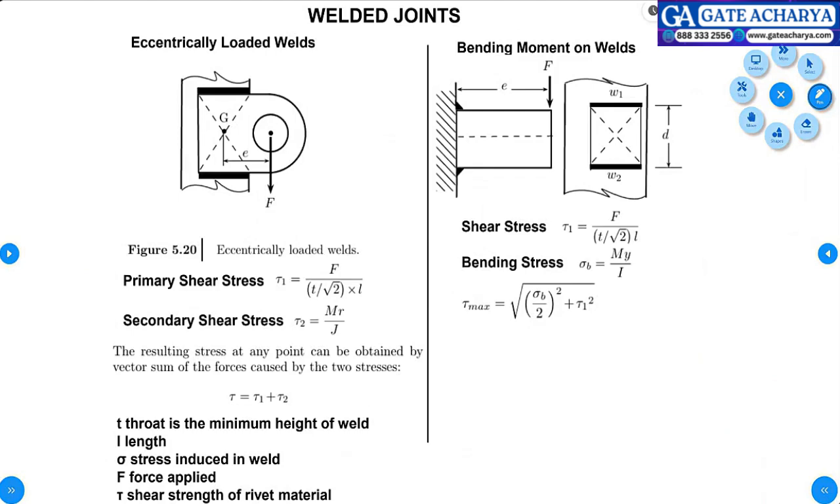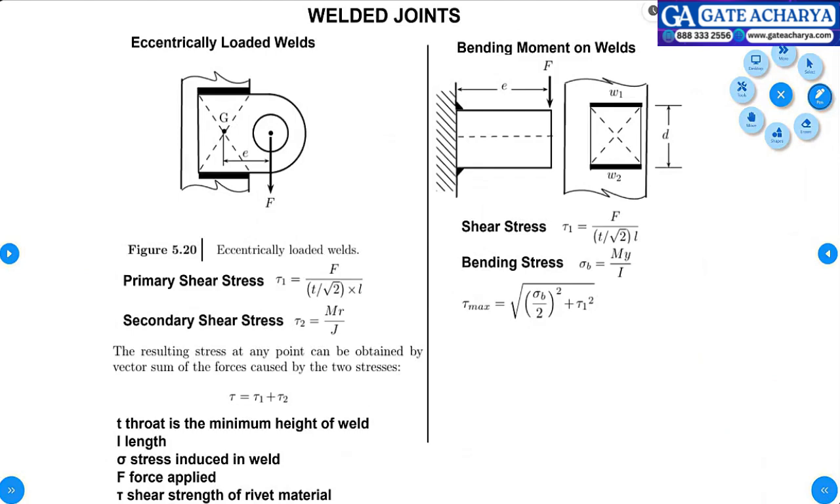Okay, same welded joint. This is an example of an eccentrically loaded weld. Assume it's a cantilever beam, and you're applying some load here. This is the cross section that I've shown here. At that time, what are all the stresses that you can come across?